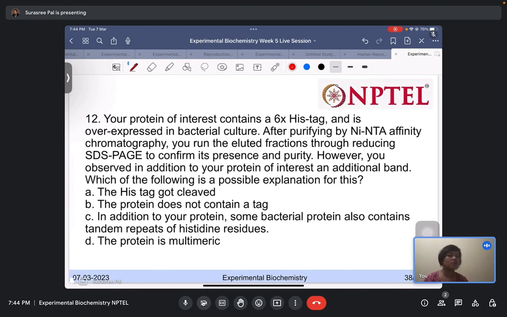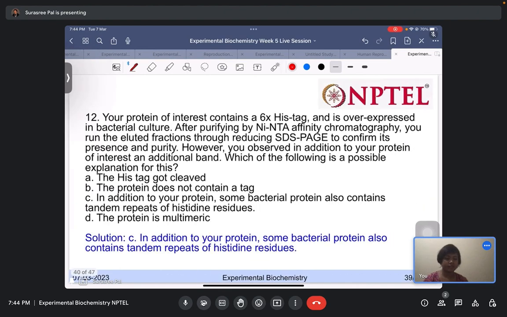So these histidine residues will also allow the other proteins to attach to the nickel NTA matrix by coordination complex formation, right? Because of which, when we elute proteins with increasing concentration of imidazole, along with our protein, these other proteins which have histidine repeats might also be eluted out. So this is possibly due to the bacterial proteins which have histidine residues. That is the correct answer.